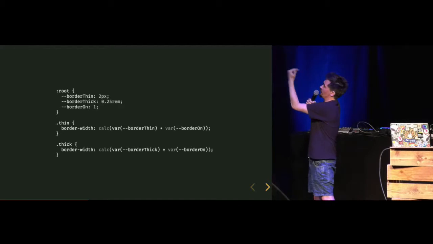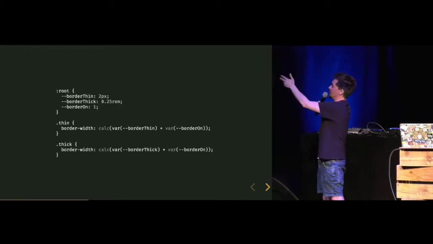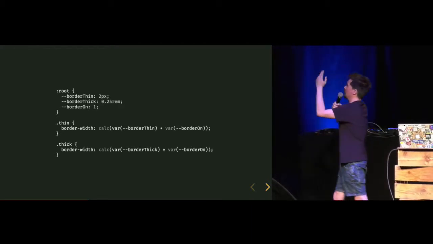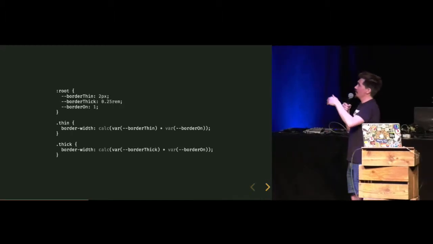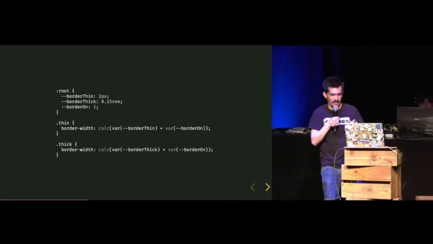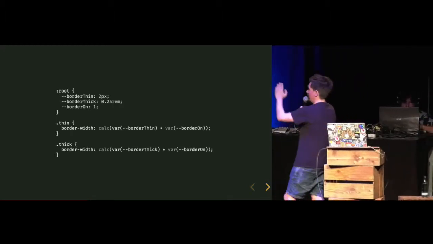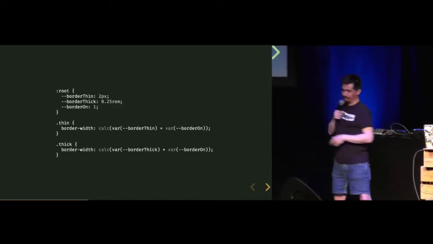So I've got 3 custom properties at the top there. I've got border thin 2px. I've got border thick 0.25rem. I've got border on 1. That's the key one, and that's a multiplier. I enter it into these calculations here.